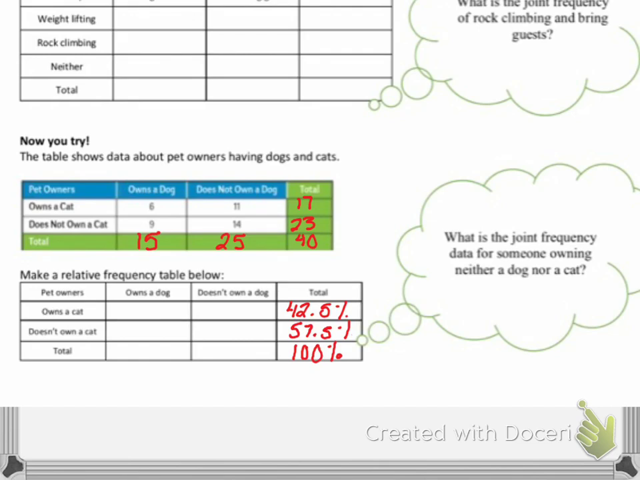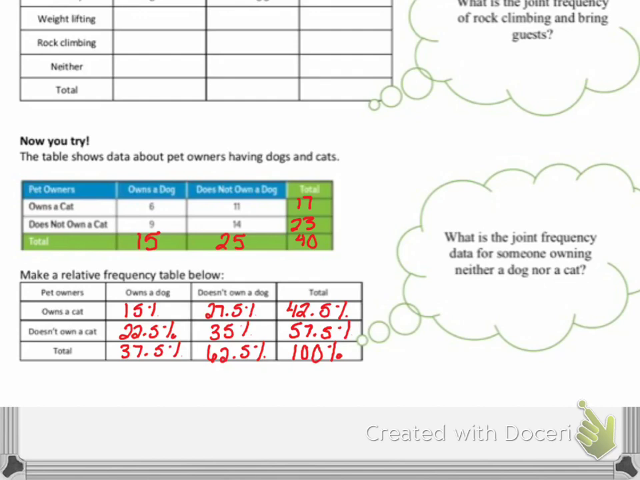Then for the column that do not own a dog, 27.5% own a cat, making 35% that do not own a cat or a dog, and that gives me 62.5% down here. And then in my column that has own a dog, 15% also own a cat, but 22.5% do not own a cat but have a dog, leaving me with a total of 37.5 down here.